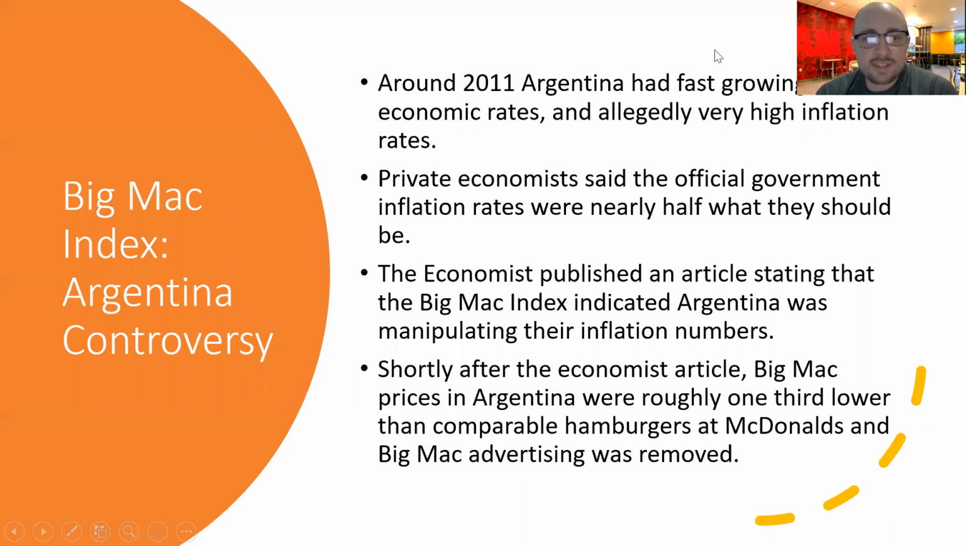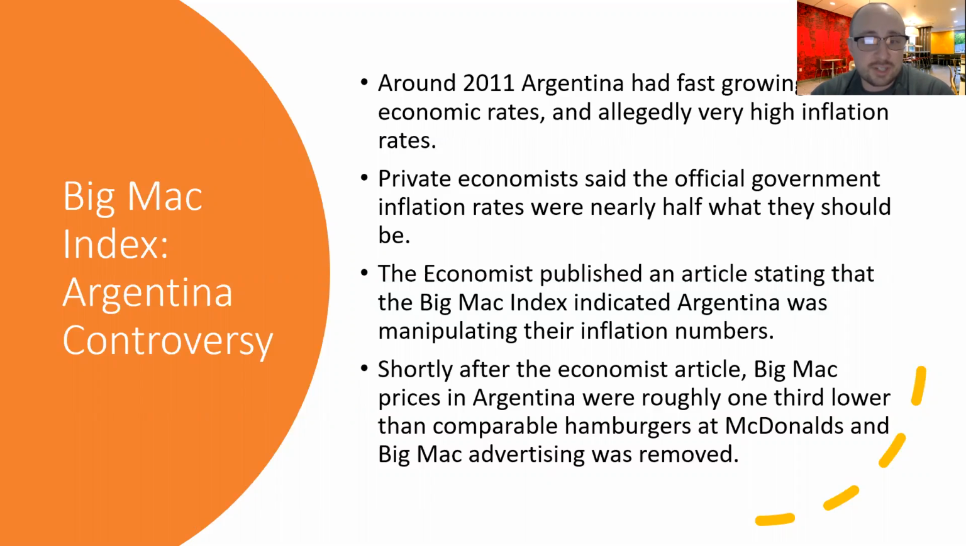So there was some controversy around the Big Mac Index involving Argentina. Around 2011, Argentina had very fast-growing economic rates and allegedly very high inflation rates. So private economists said the official government inflation rates were nearly half what they should be. The government was understating their inflation significantly. The Economist published an article stating that the Big Mac Index indicated Argentina was in fact manipulating their inflation numbers. And shortly after the Economist article, though, Big Mac prices in Argentina were roughly 1/3 lower than comparable hamburgers at McDonald's, and a lot of the Big Mac advertising was removed.